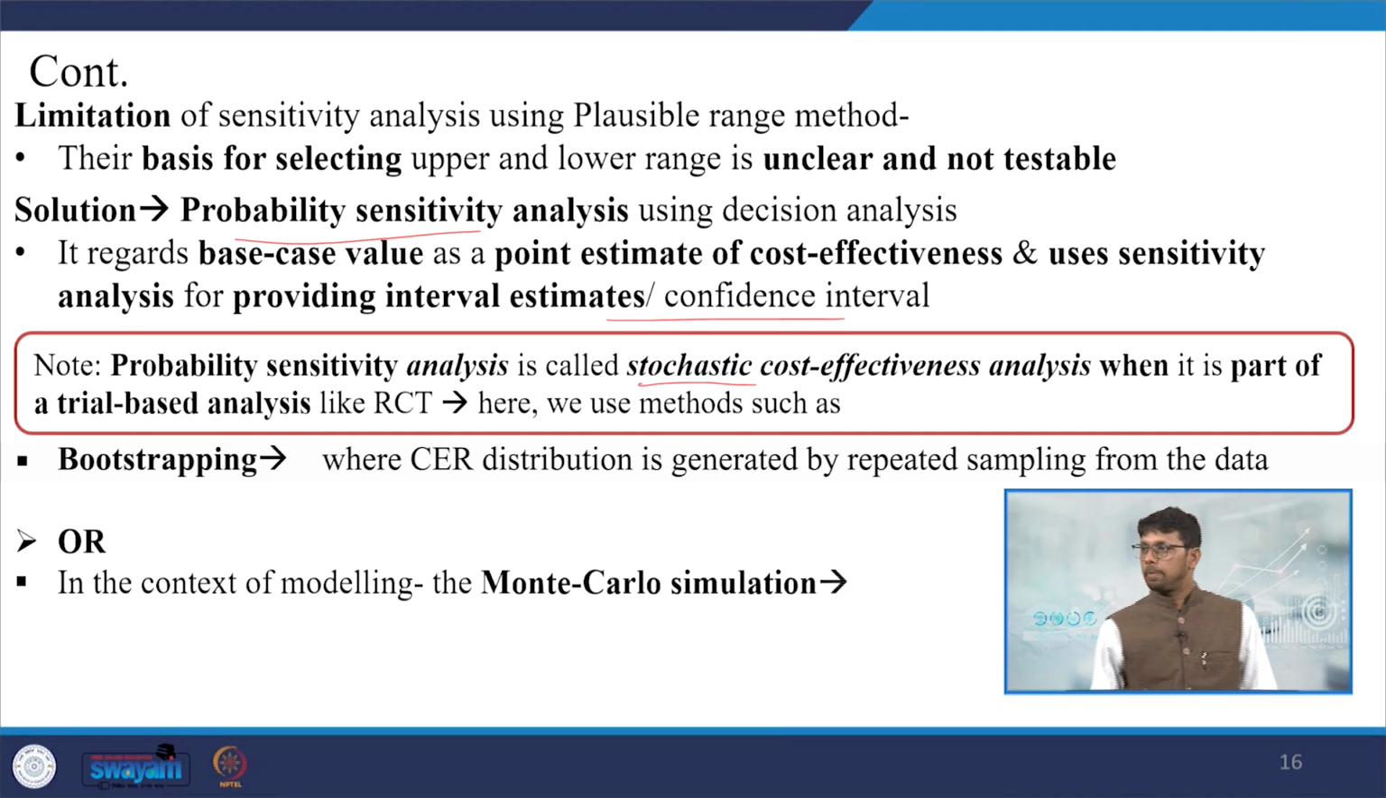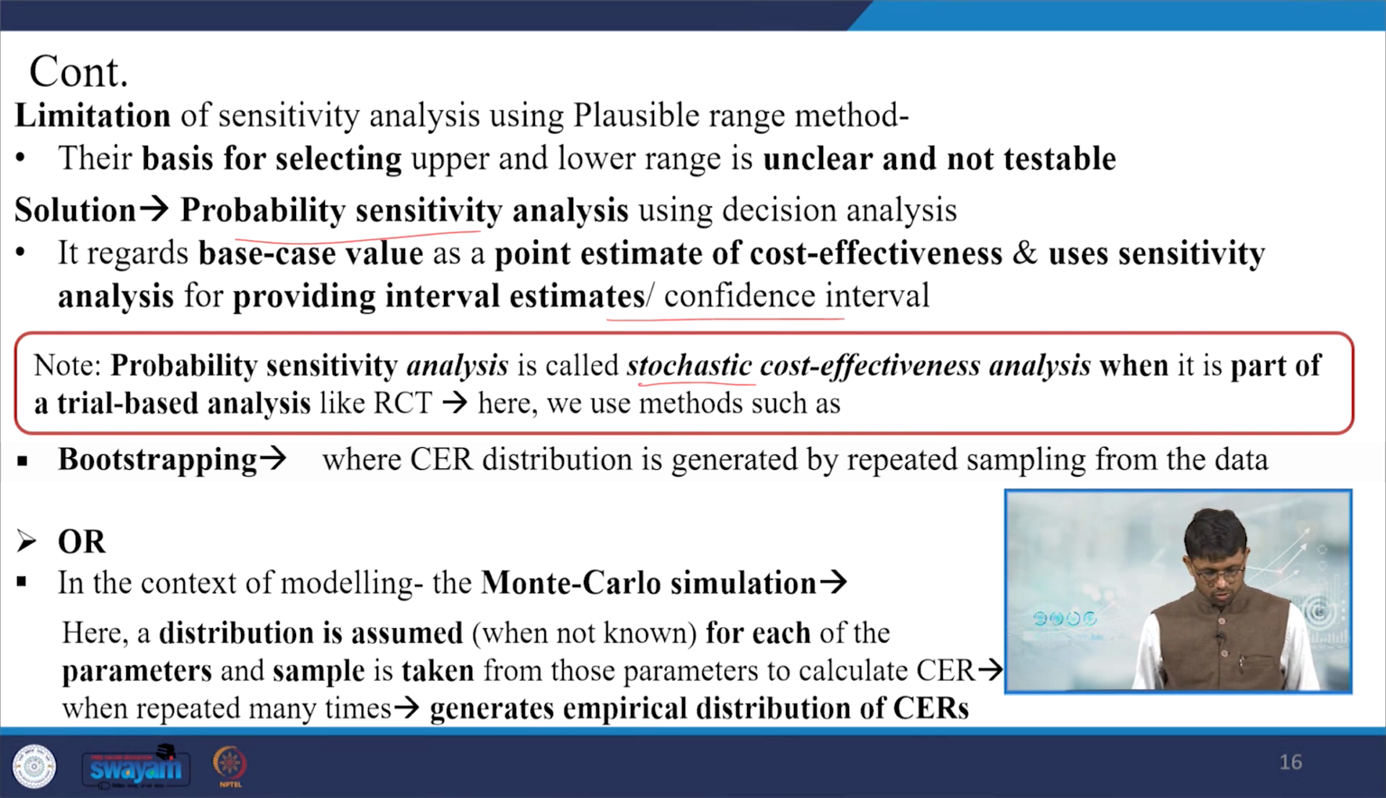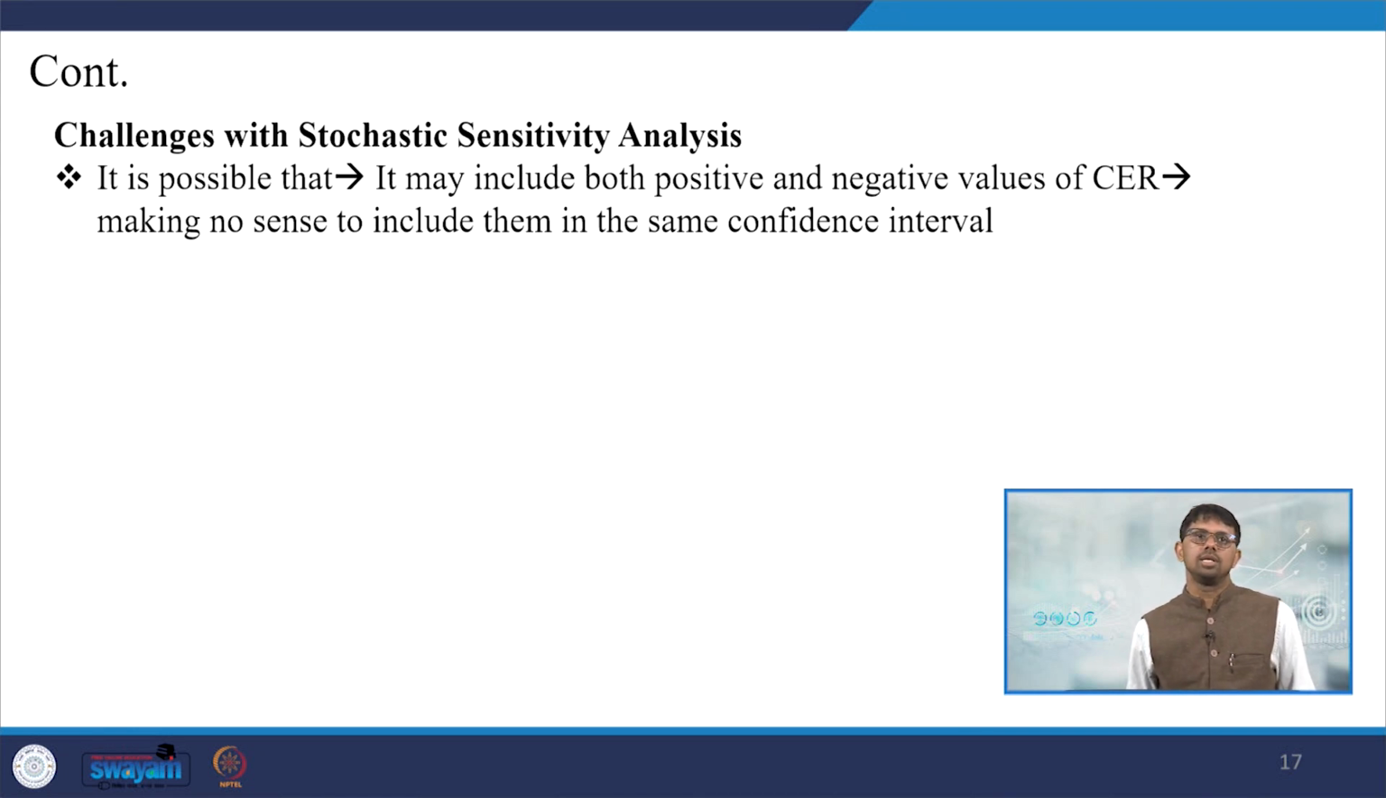For this, some of the methods used are bootstrapping, where the CER distribution is generated by repeated sampling from the data, or, in the context of modeling, Monte Carlo simulation, which is also useful. A distribution is assumed for each of the parameters and a sample is taken for those parameters to calculate the CER, repeated many times. This generates an empirical distribution of CERs.